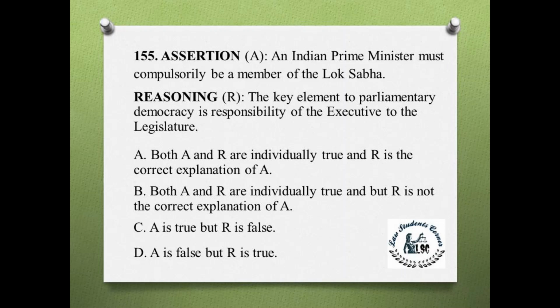Option B. Both A and R are individually true but R is not the correct explanation of A. Option C. A is true but R is false. Option D. A is false but R is true. Here the correct answer is option D. A is false but R is true.